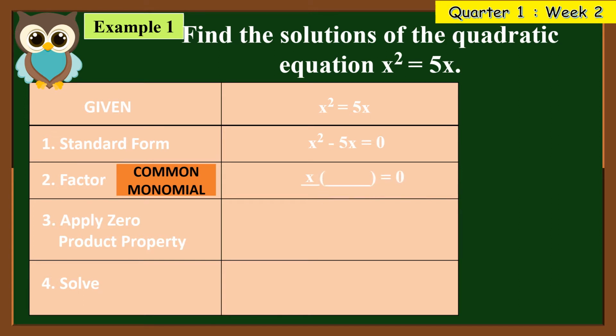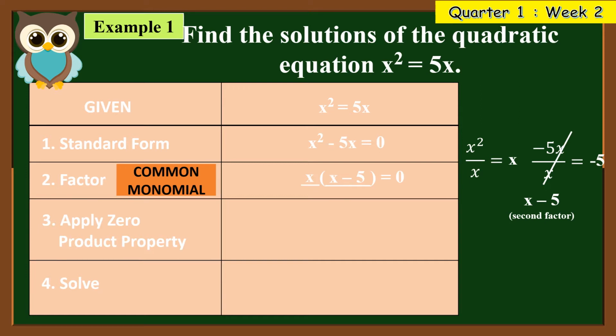Now, to find the second factor, all we have to do is divide the given equation by the first factor. So, we have here x squared divided by x, and that will give us x. And negative 5x divided by x will give us negative 5. So we are to combine the quotients so that our second factor will be x minus 5. That will be the second factor of our given quadratic equation.